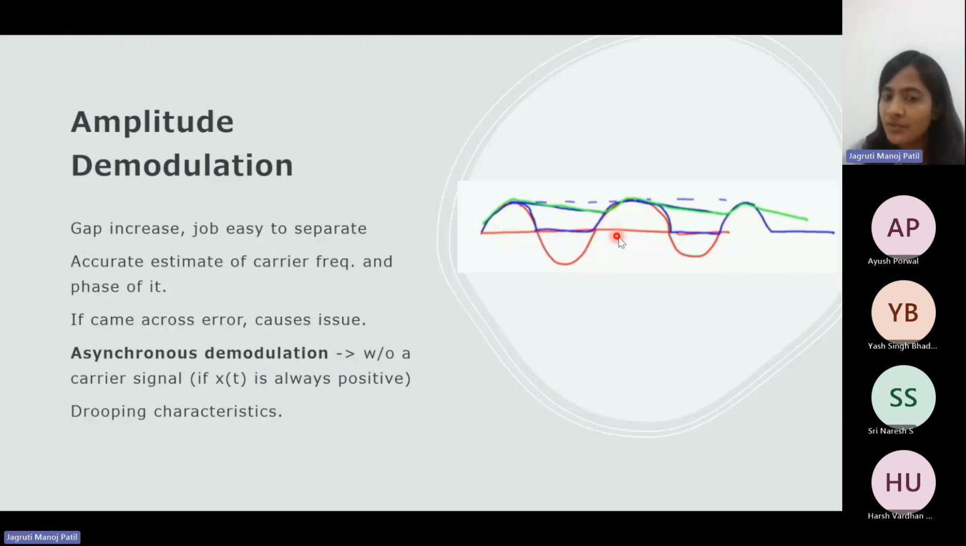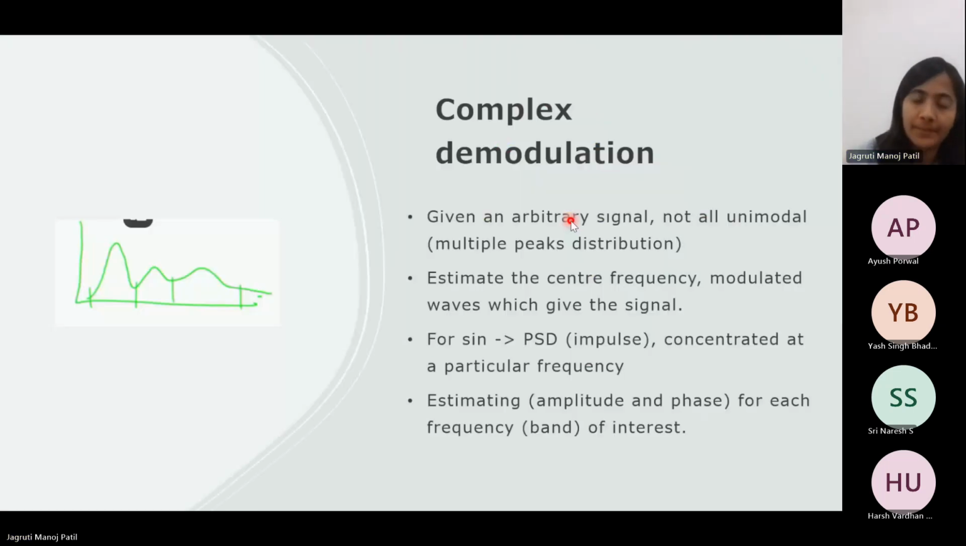So the blue waveform, if you see over here, everything's positive. And then when you do low pass filtering to it, you get something that will decrease. Then you have the signal, then it will decrease. So this kind of characteristic is called drooping characteristics.